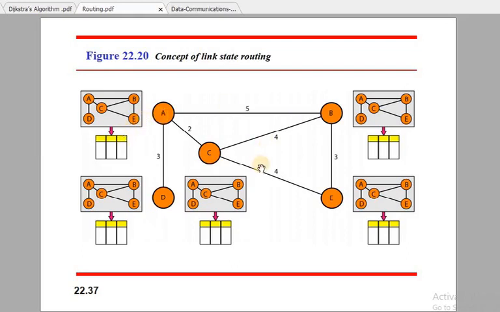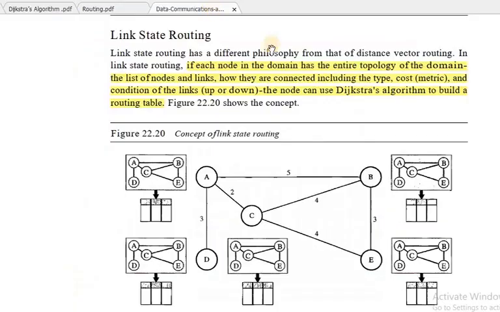In order to understand this more appropriately, let us go through the book itself. If each node in the domain has the entire topology of the domain, which means the list of nodes and links, how they are connected, including the types, cost and condition of the links, whether they are up or down, the node can use Dijkstra's algorithm to build a routing table. So based on all the information gathered, a routing table can be constructed after applying Dijkstra's algorithm.